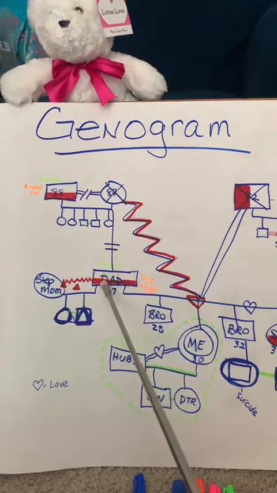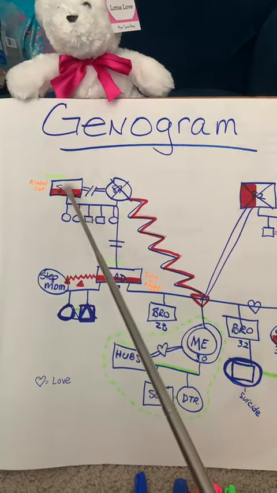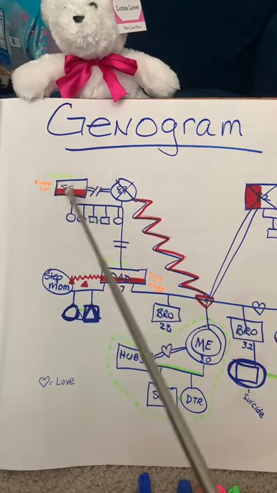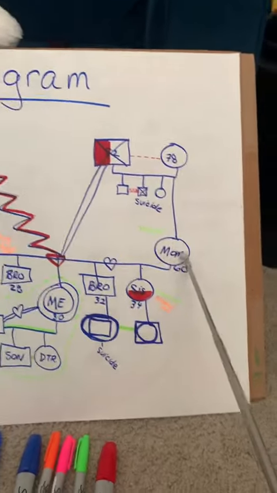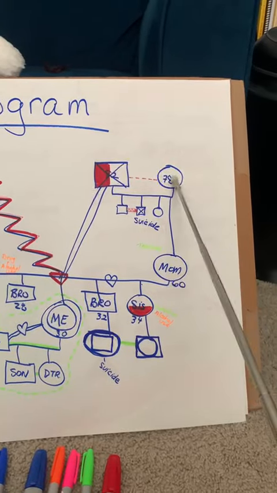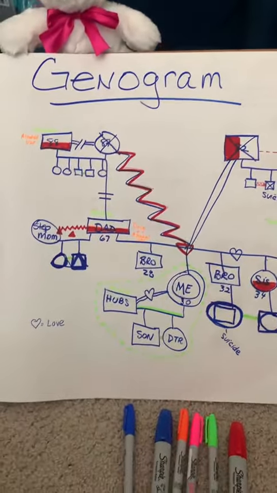Then if we go up to my father's side of the family, we could see that he had a father and a mother, because the squares are always men, the circles are women. They have 4 children. If we look at my mother's side, you have her mother and her father and their siblings. So that's how you do a genogram.